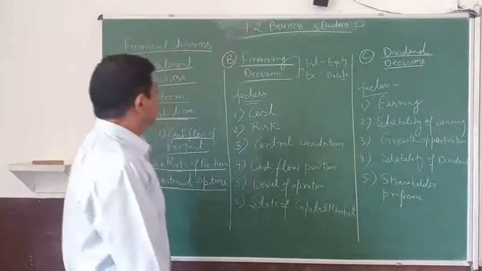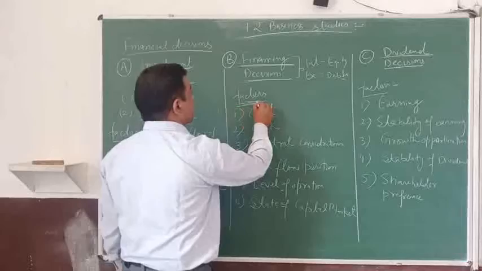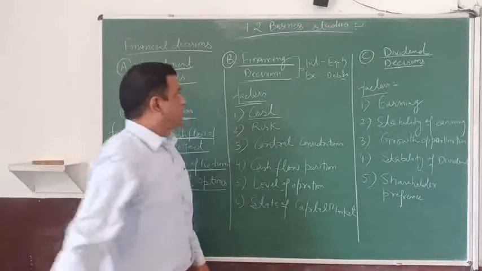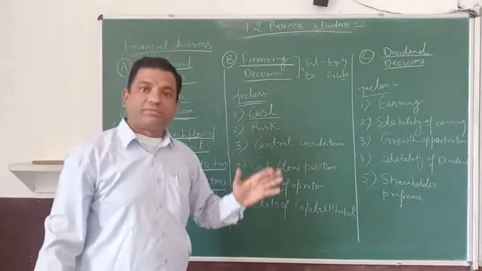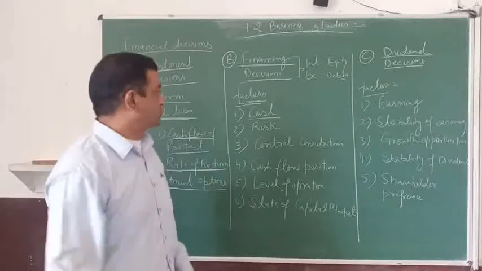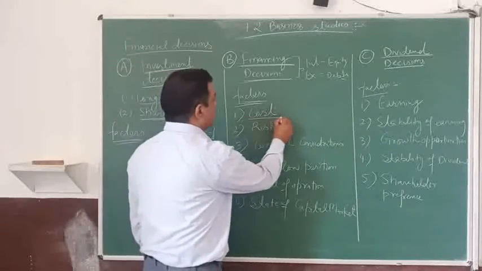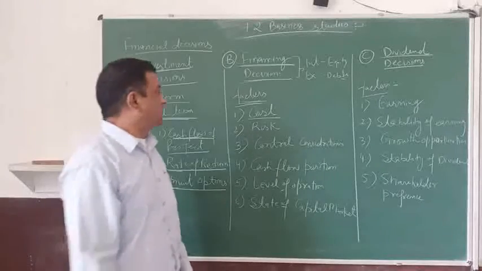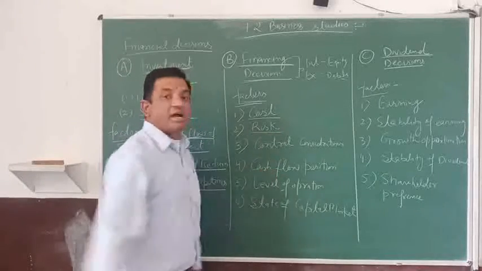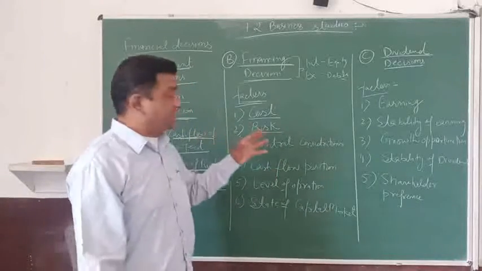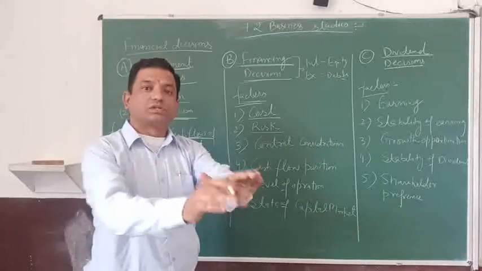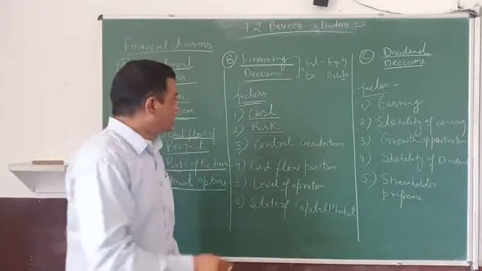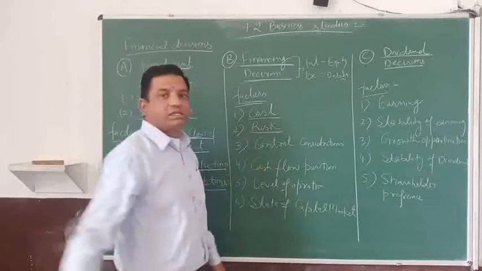So what may be the different types of factors which will decide how much money we have to raise and from where? Number 1, cost. We should prefer more and more that source whose cost will be low. जिस सोर्स की कॉस्ट लो होगी हम उस सोर्स को ज्यादा प्रेफर करेंगे। Second is risk. Where the risk is higher, that source will not be preferred as compared to the source where risk is small.